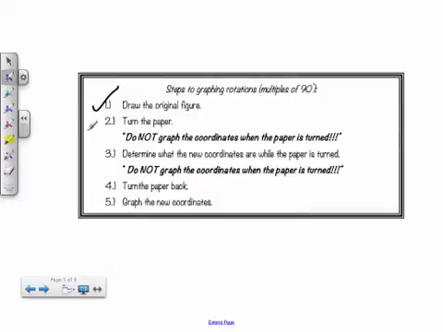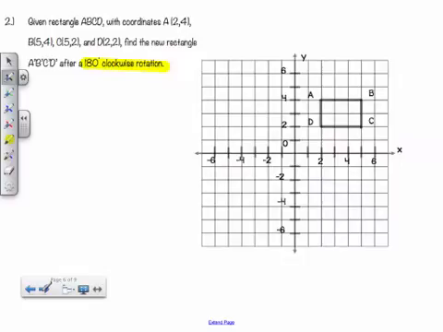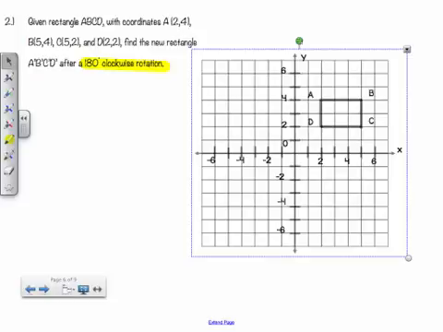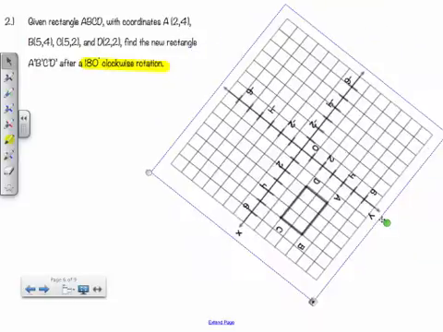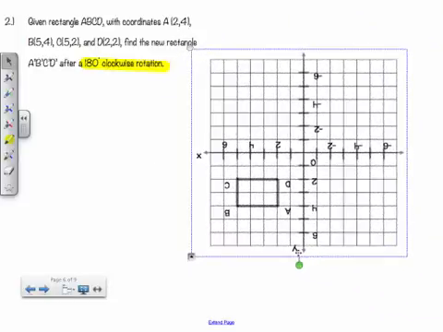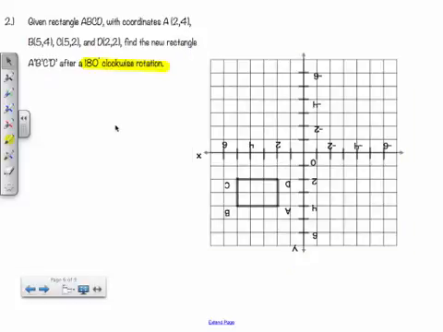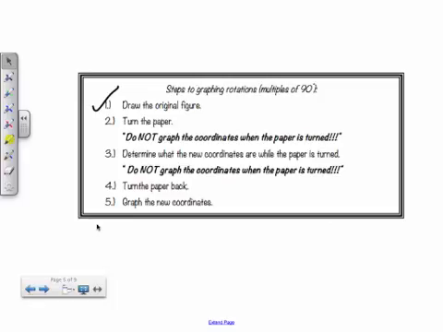Step 2 asks you to turn the paper, but do not graph the coordinates when the paper is turned. So again, I literally want you to take your paper and turn it 180 degrees, which is really just upside down. Remember, 180 degrees is like 2 of these quarter turns that we're doing right here. So I've done that. Step number 3 asks us to determine what the new coordinates are while the paper is turned. So let's go ahead and figure out what our new coordinates are going to be here.